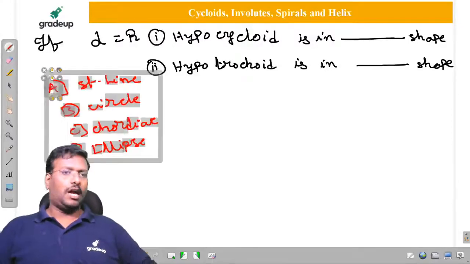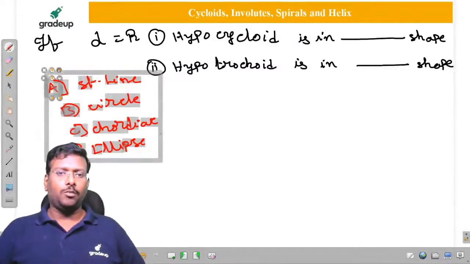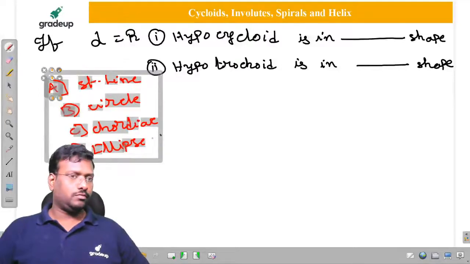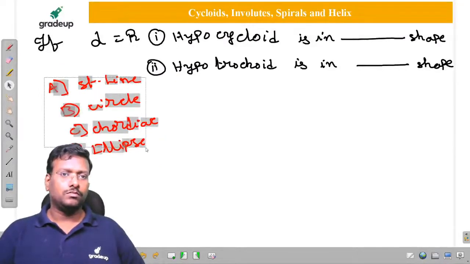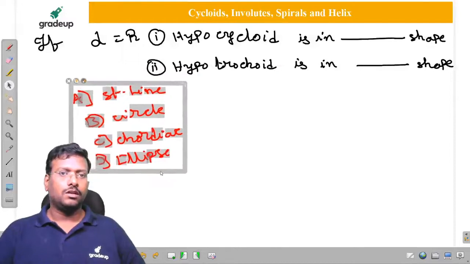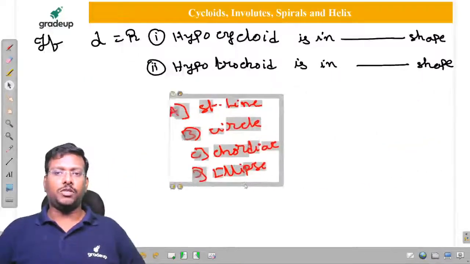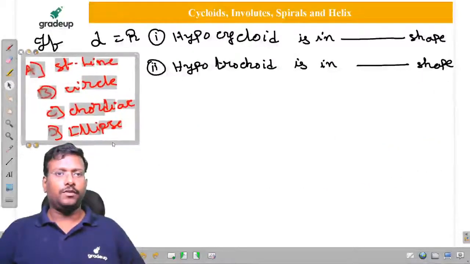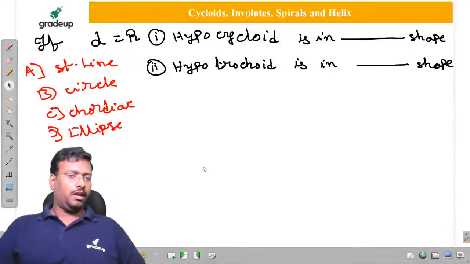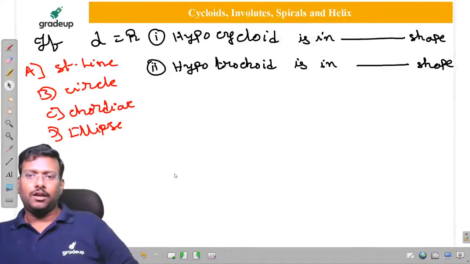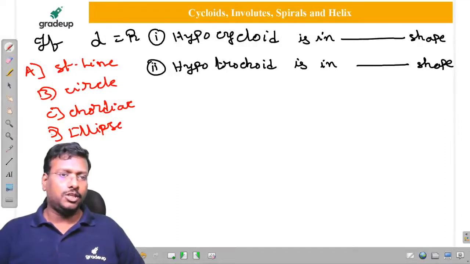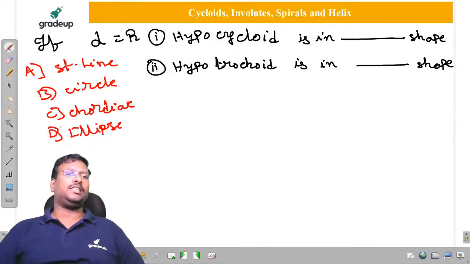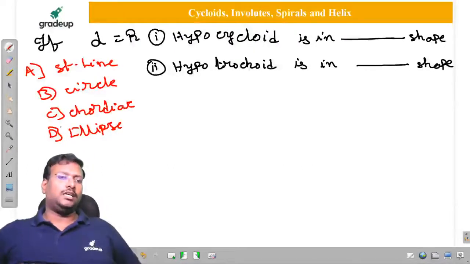Anyone? I'm going to give the options also. So these are the options. Okay, I will keep it here. A, B, C, D. A is a straight line. C is automatically not the correct answer because you are already aware of it.